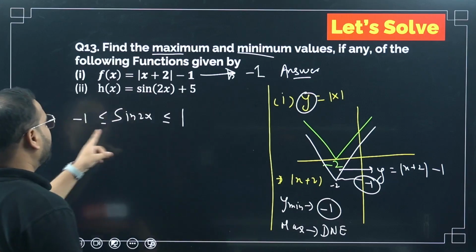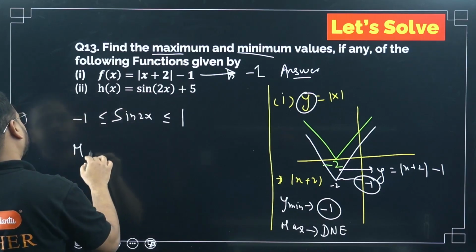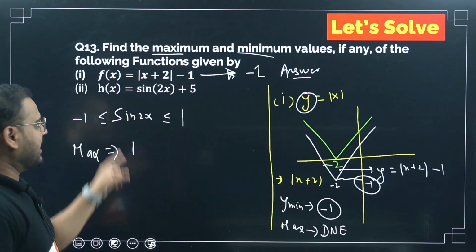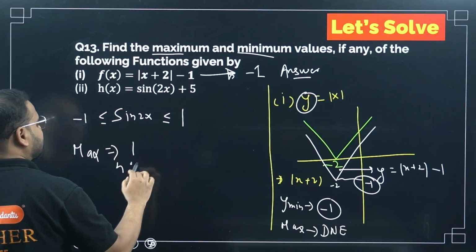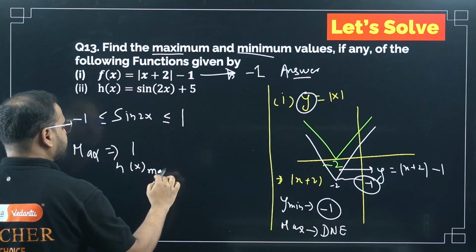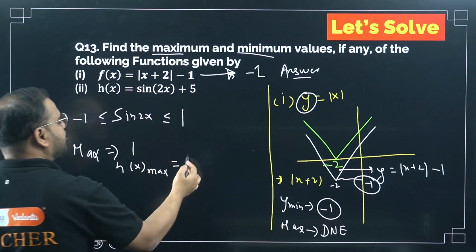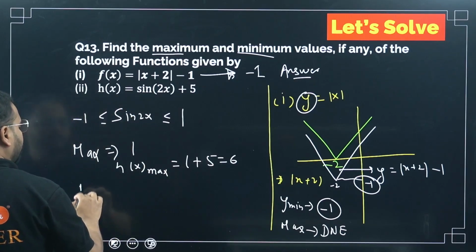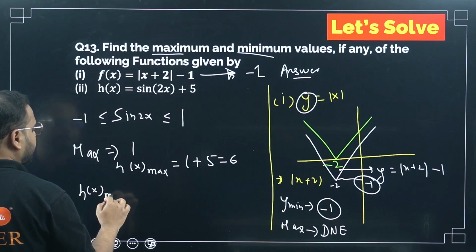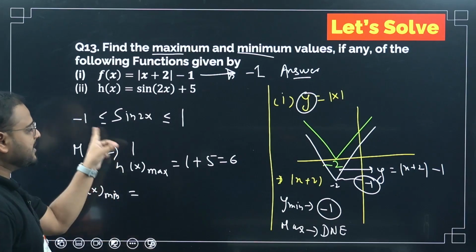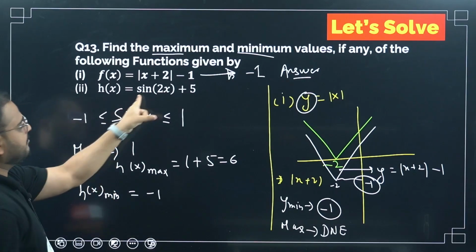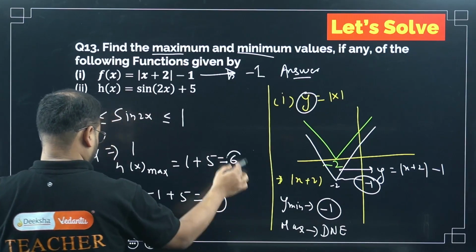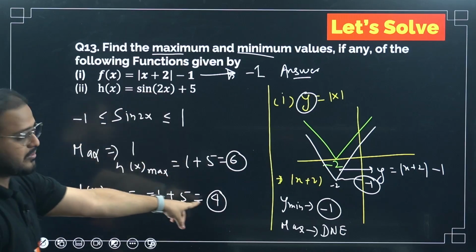What about this function? What is the maximum value? Tell me here. So the maximum of sine will be what, bacha? 1. And then what will be h(x) maximum? I'll get h(x) maximum when the sine is 1. So 1 plus 5, how much is that? 6. And what is my minimum? What is my h(x) minimum? When this is minimum, how much is that? Minus 1. Minus 1 plus 5, how much is that? 4. So maximum value is 6, minimum value is 4.